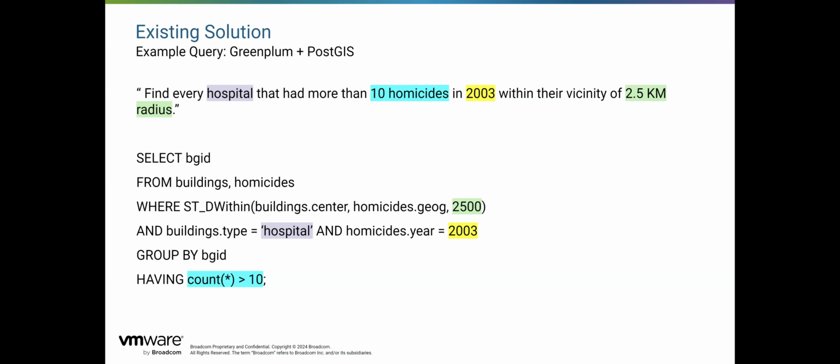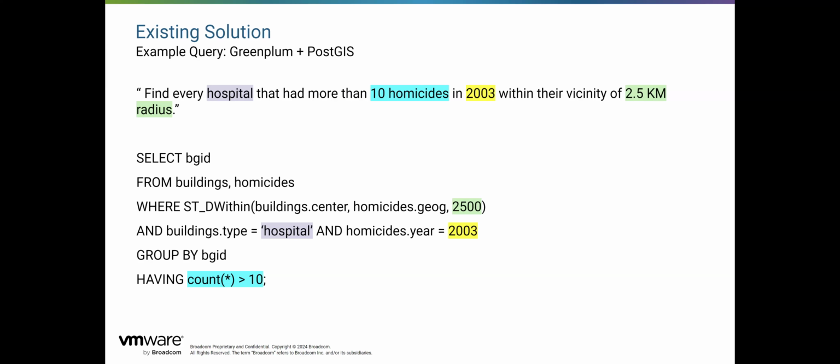So we have the hospital data set and then you have the homicide data set, right? All you have to do is prune away, in purple, anything that's not a hospital from the building type. And then you prune away everything except 2003, so you keep only the 2003 homicides.